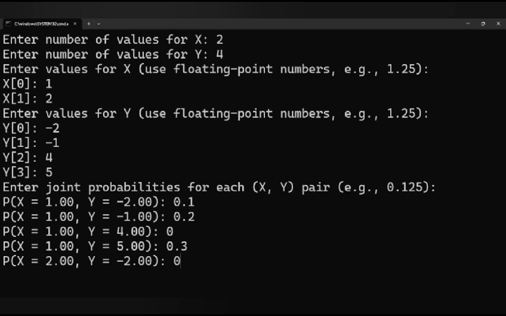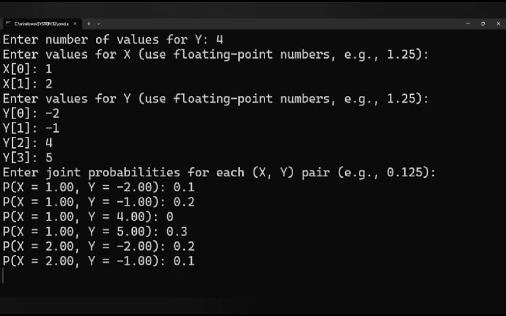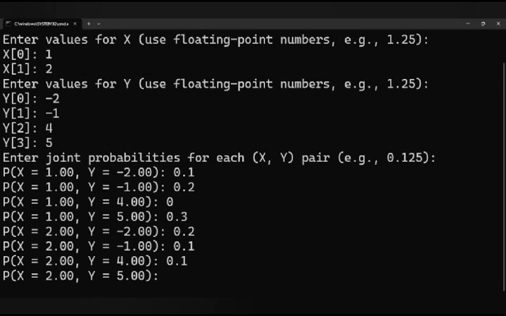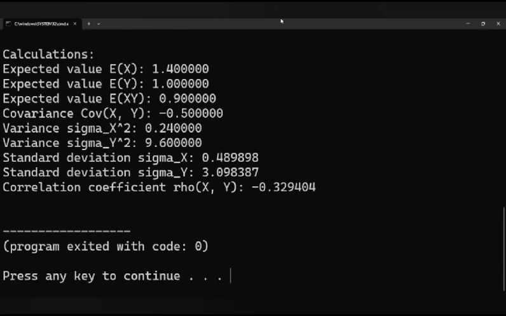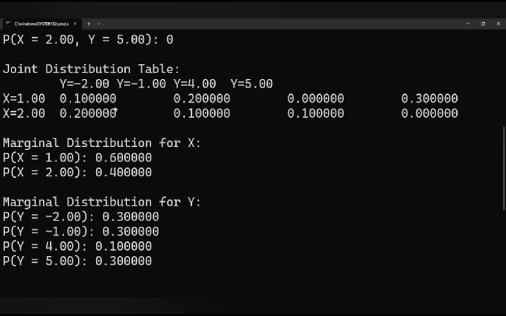minus 2, I entered 0.2, and P of x is equal to 2 and y is equal to minus 1, I entered 0.1, and P of x is equal to 2, y is equal to 4, I entered 0.1, and P of x is equal to 2, y is equal to 5, I entered 0, and it gives the joint probability distribution table.